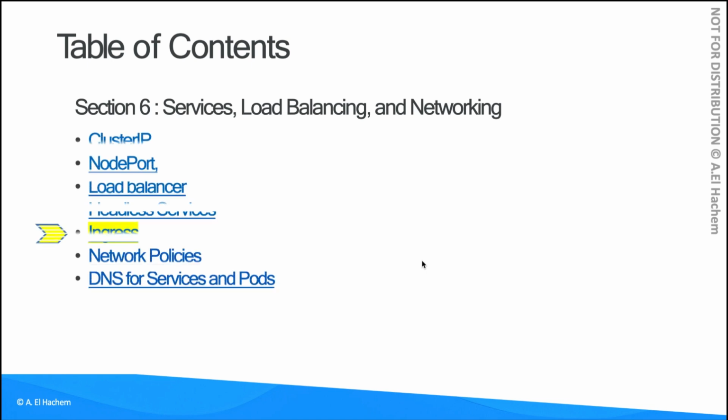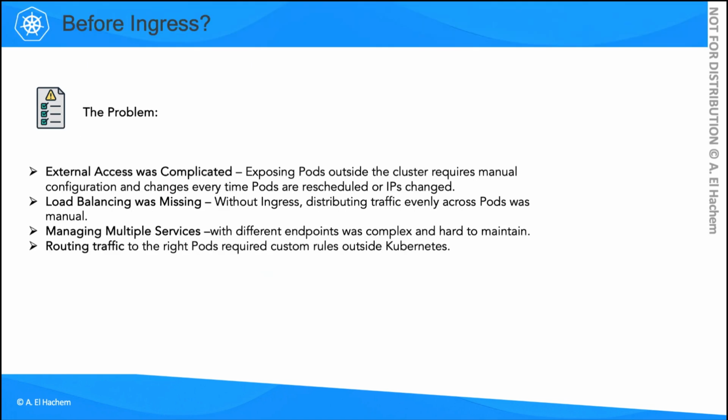In this lecture, we are going to talk about Ingress in Kubernetes. Before Ingress, there was a problem. External access was complicated. Exposing pods outside the cluster required manual configuration that changed every time pods were rescheduled or their IPs changed. Load balancing was missing.